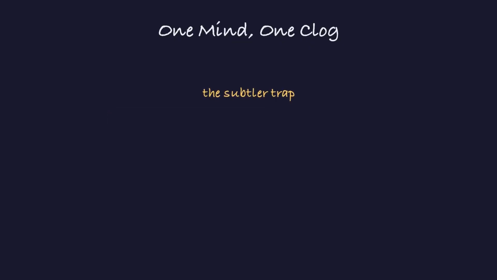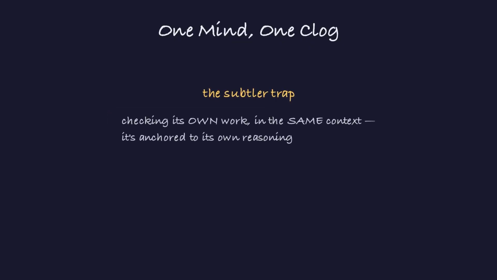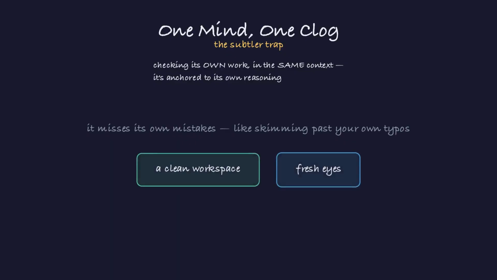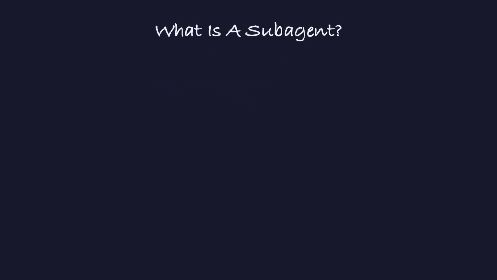And there's a subtler trap. When an agent checks work it did itself, in that same context, it's anchored to its own reasoning. It tends to miss its own mistakes, the same way you skim past your own typos. So we need two things, a clean workspace and fresh eyes. Subagents give us both. So what is a subagent?